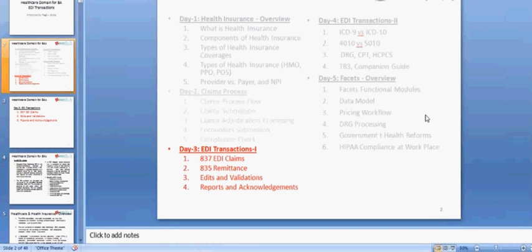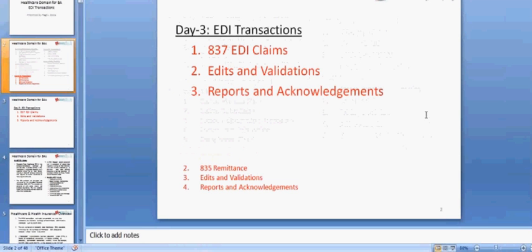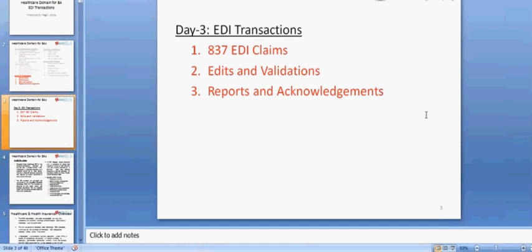Even though I had listed A35 in today's session, I've seen that A37 itself would take a good two hours, and that's the reason I have moved A35 to a different day. So we'll talk about A37, edits, validations, reports, and the acknowledgements that we get back when we send the transactions.